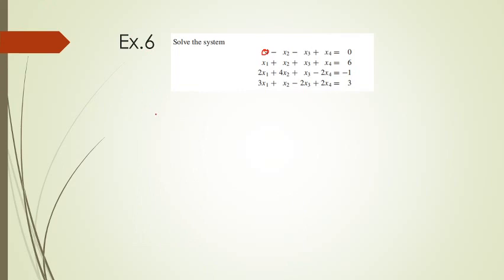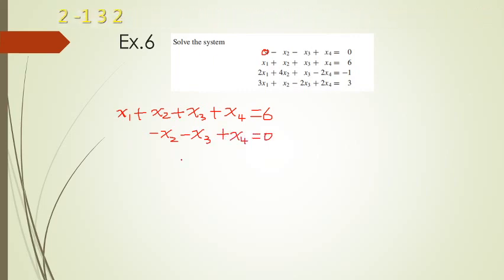So according to the strict triangle form, we get the system, okay? That is the first equation. First row, 1, 1, 1, 1, 6. Second one, minus x2 minus x3 plus x4 equal to 0. And then minus 3x3 minus 2x4 equals minus 13. And minus x4 equals minus 2.